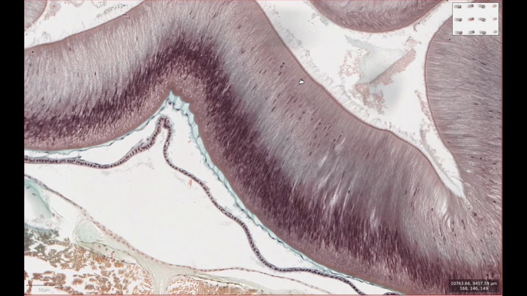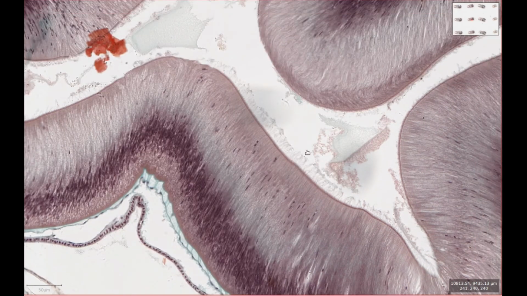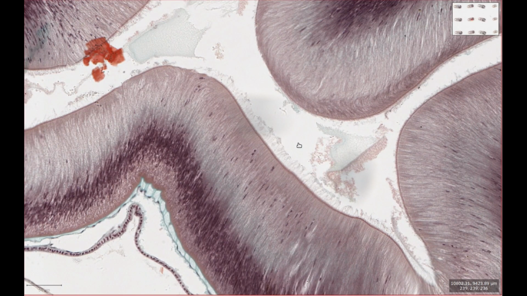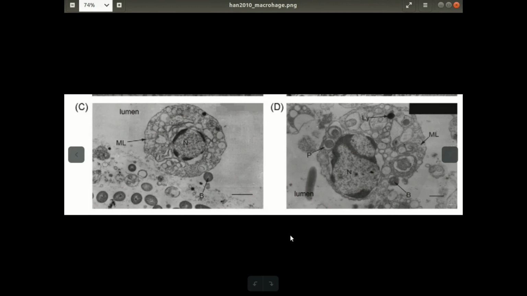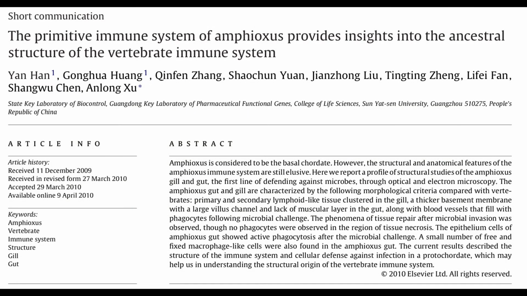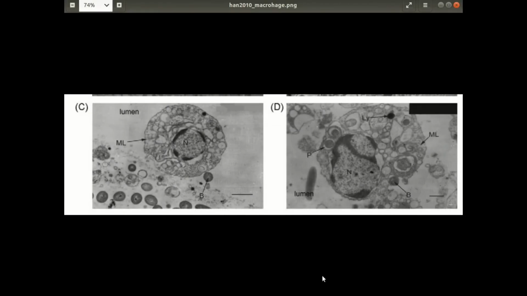There has been a little bit of work done on the immune system in the gut of Amphioxus. So I've taken this image from a paper which looked at bacterial infections in Amphioxus back in 2010, and they discovered phagocytes. So these are the immune cells, like macrophages and neutrophils in our own immune system, that will detect foreign invaders and try and engulf them and digest them intracellularly.